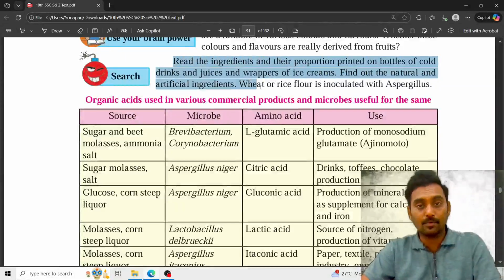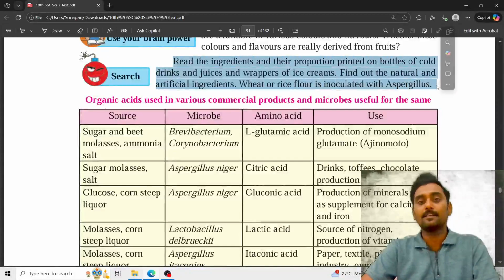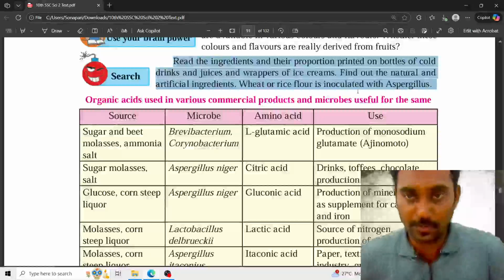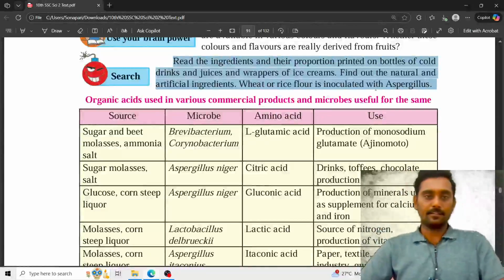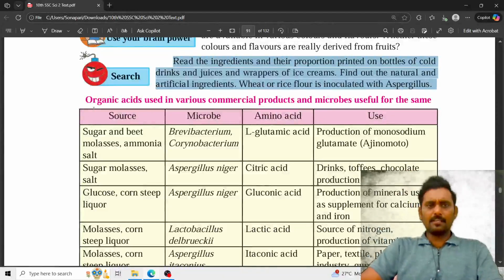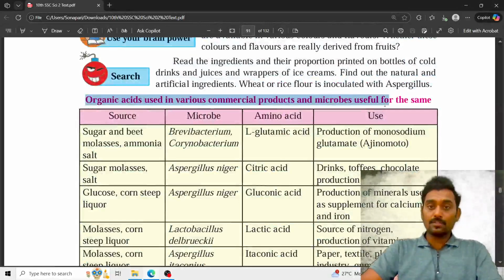Okay, in such products, wheat or rice flour is inoculated with asparagus. Asparagus, it is an enzyme where wheat or rice flour is inoculated. Okay, inoculated. So here in this table they have given some organic acids used in various commercial products and microbes useful for the same they have given.